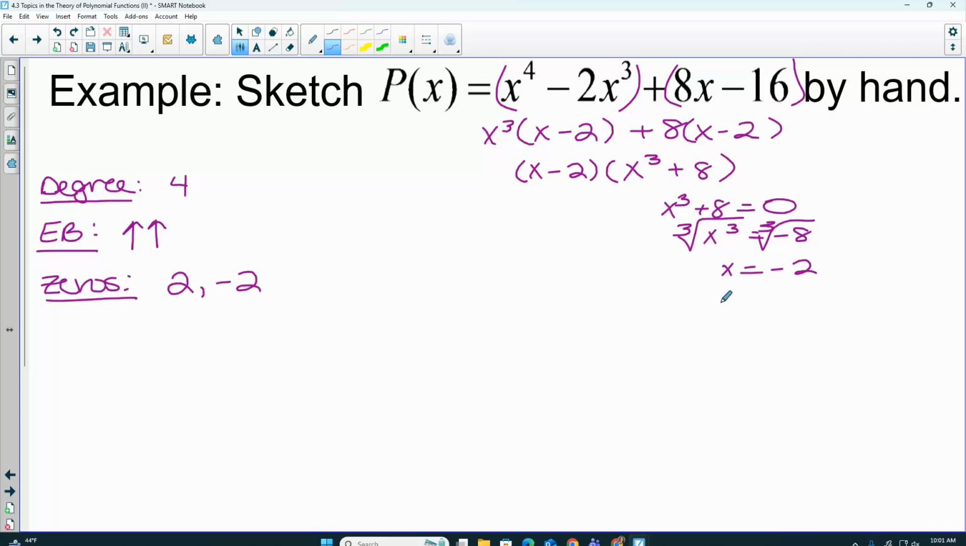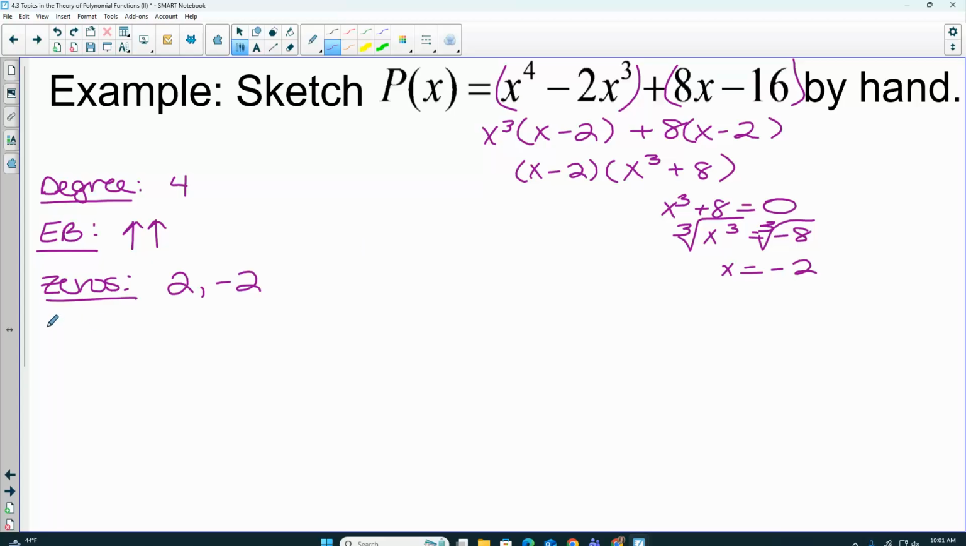All right, technically it's an x to the fourth. There should be 4 zeros. The other two are imaginary here. Can we graph an imaginary zero? No, so I'm not going to worry about it today. We will talk more later in the week about how we could find those in this scenario.